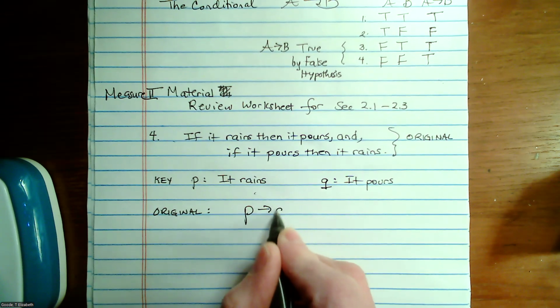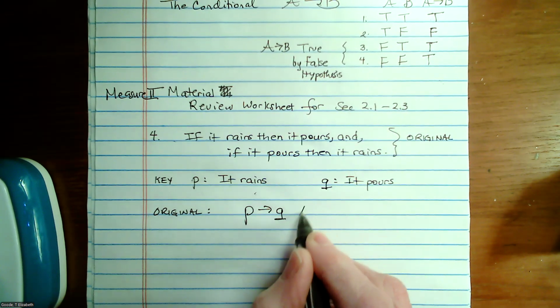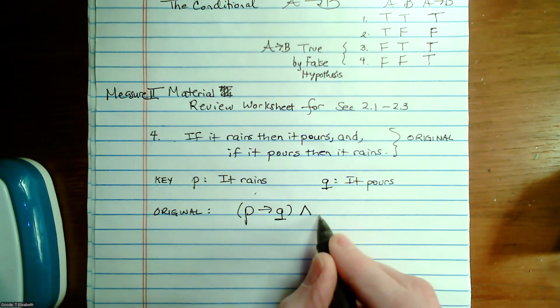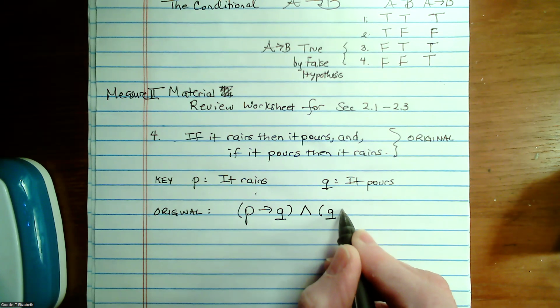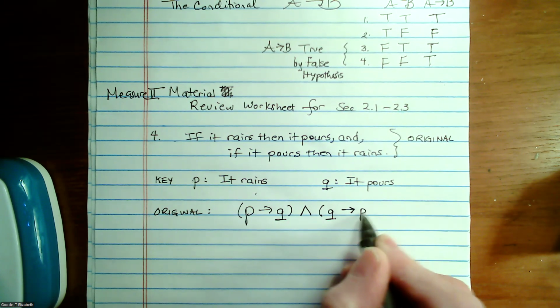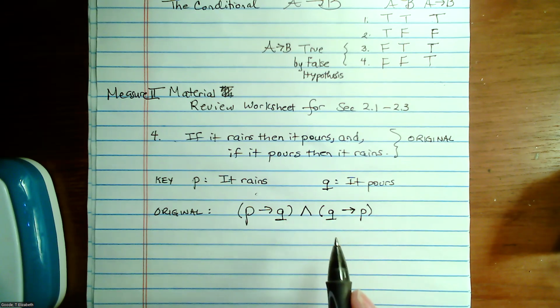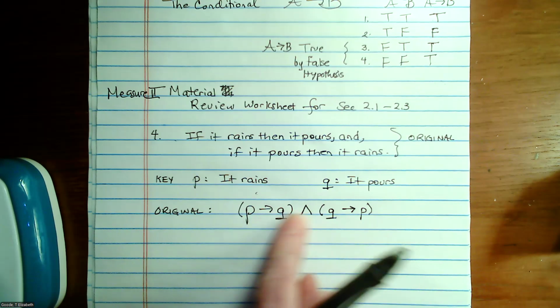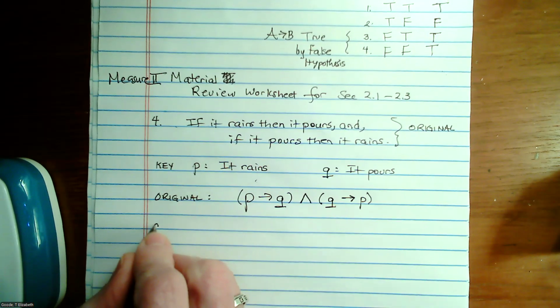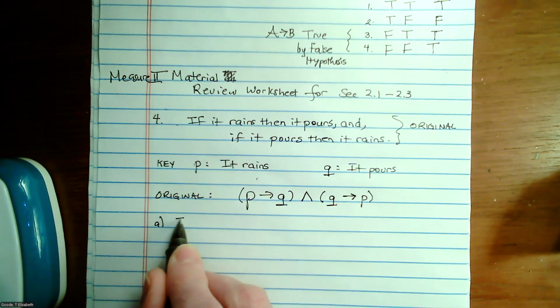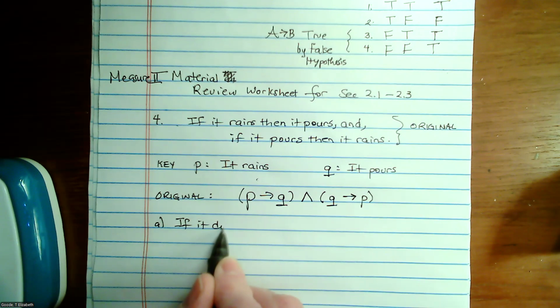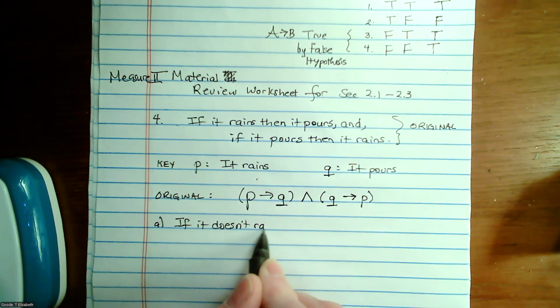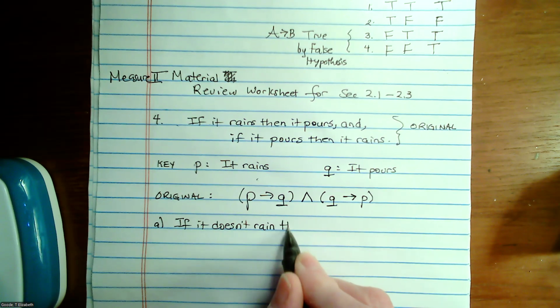And then there's an and, so there's the and symbol. And if it pours means Q. So Q implies P. Great. So the original is actually the biconditional. So we look at each statement that's given and we try to discover if it is both of these, if it is P if and only if Q. So let's look at number A. A says, if it doesn't rain, then it doesn't pour.